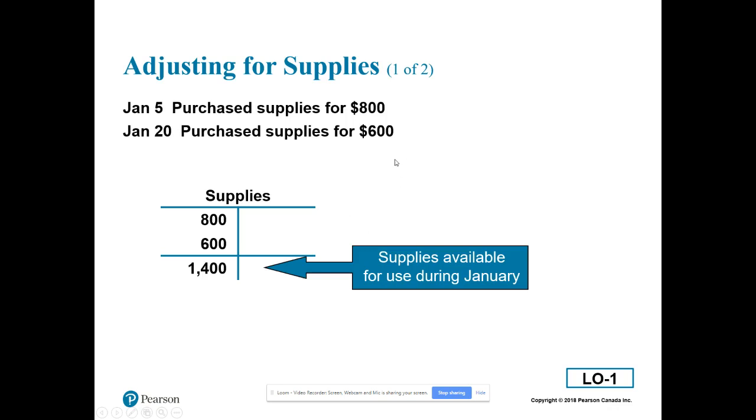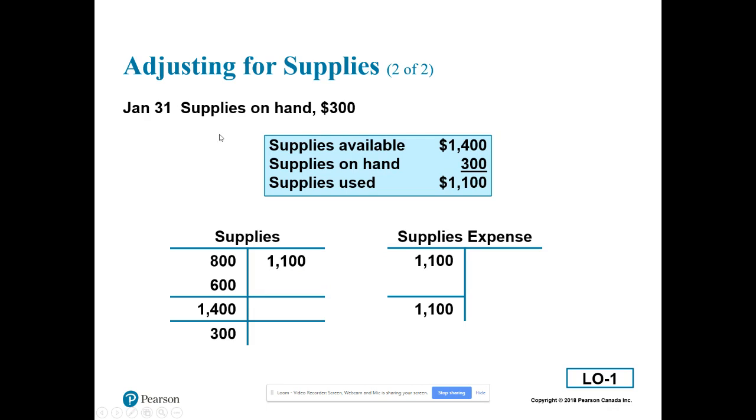In this example, they have two entries. The first entry says that there were supplies purchased for $800, and then on the 20th of January there was a second purchase of supplies for $600. This is in the supplies asset account. This is how much was available for the month of January. At the end of the month, they go through the supply closet and add everything up that's left in there, and they say there's about $300 left in inventory.